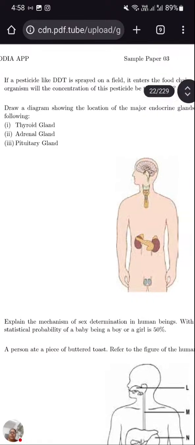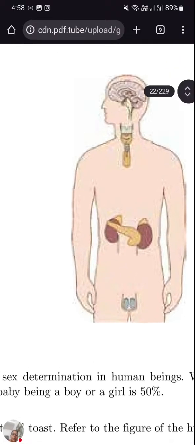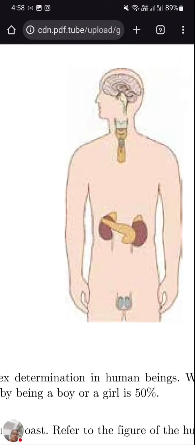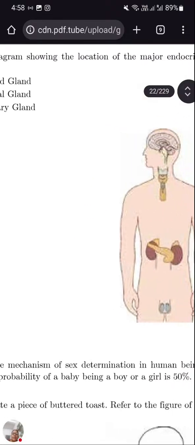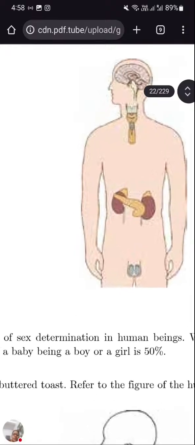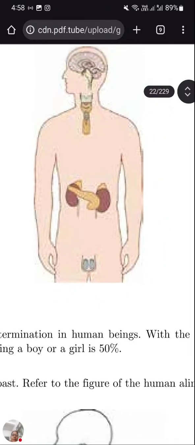Now the next one, draw a diagram showing the location of the major endocrine glands. The thyroid gland is present near the neck region. So here we are having that white colored portion. Just below that we are going to label the thyroid gland. Next, the adrenal gland is present just above the kidney. Here the brown bean-shaped kidneys can be seen. Just above the kidney there is a yellow colored outgrowth, that is the adrenal gland.